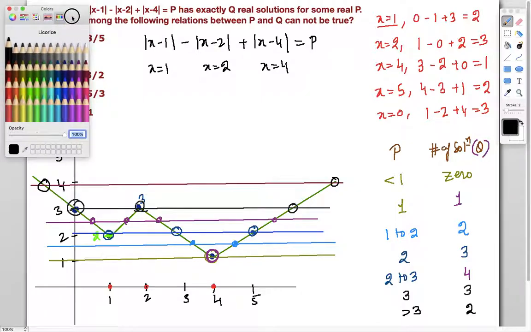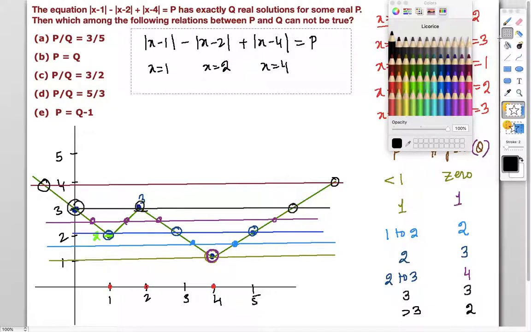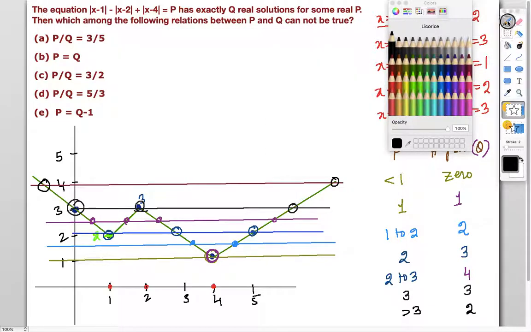Alright. So here the question is, I need to find out the number of solutions which we have found out here. Now the question is asking, which of the following relationships between P and Q cannot be true? So let's see which of the following relationships between P and Q cannot be true. So let's start with the first of all, one by one.